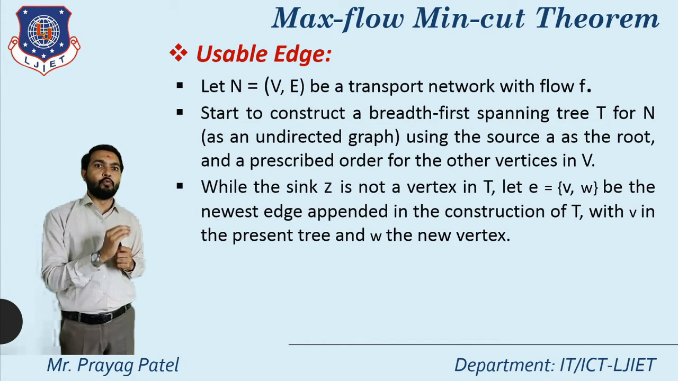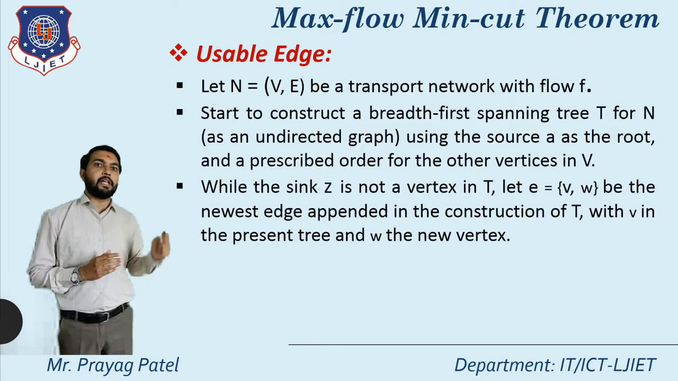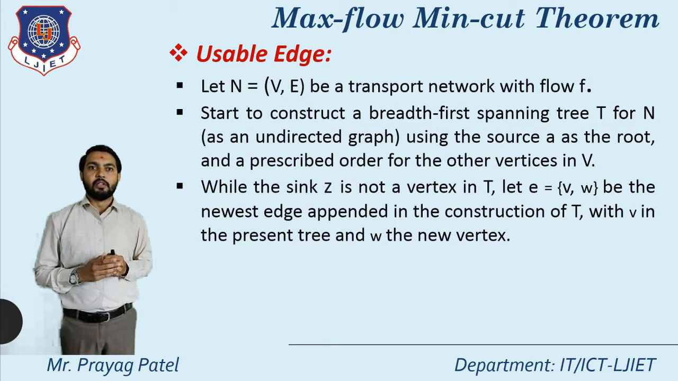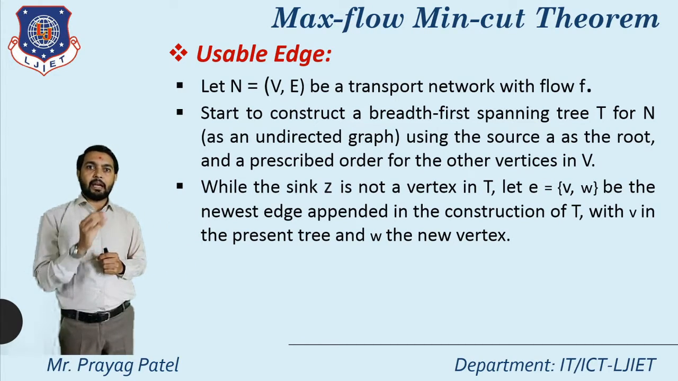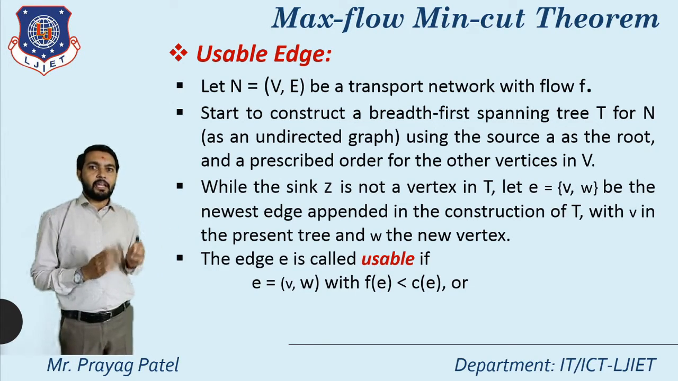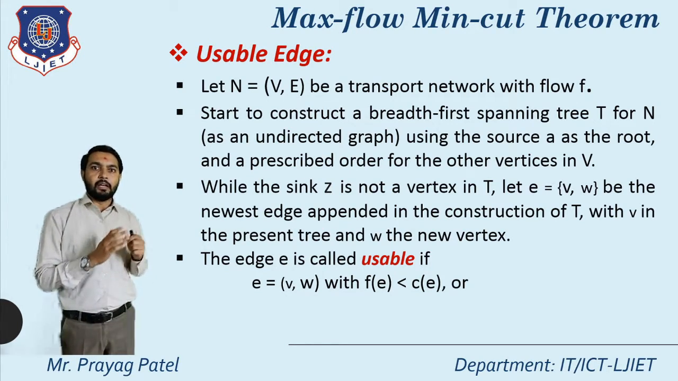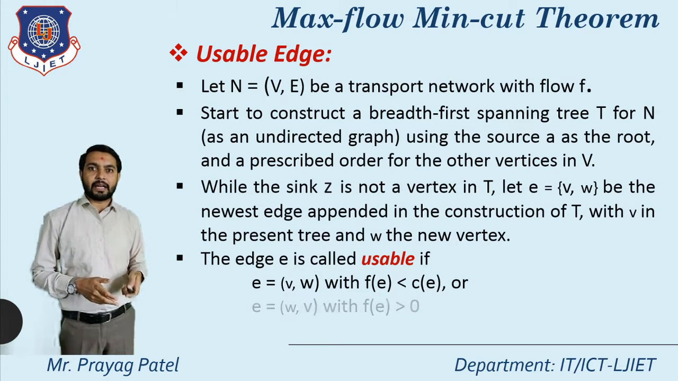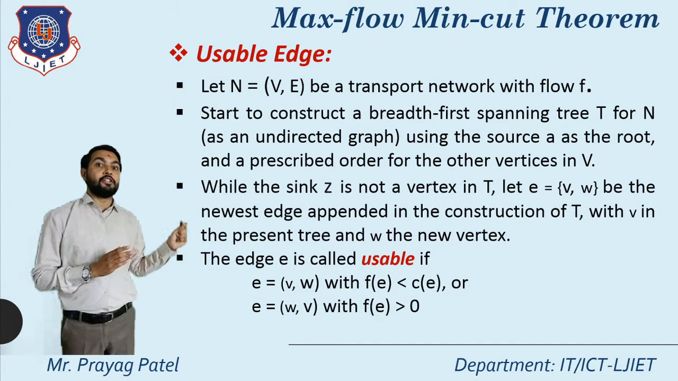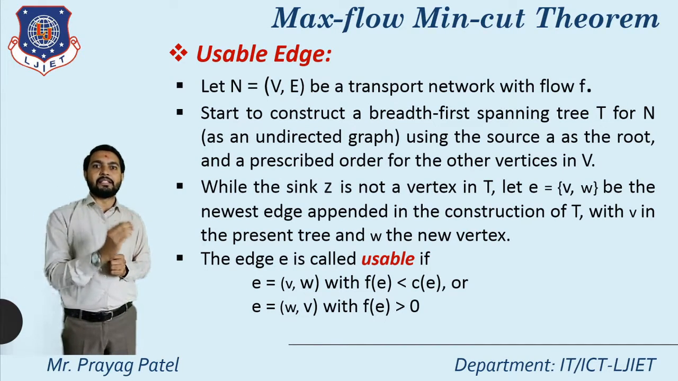Let e = vw be the newest edge appended in the construction of T, with v in the present tree and w the new vertex. So v is available in the tree and w is a new vertex in the tree. Then we have vw as an edge. The edge e is called usable if e = vw with f(e) less than c(e), or, as the second condition, e = wv with f(e) greater than 0. That means if the forward edge is available, then we can say that the flow is less than capacity.